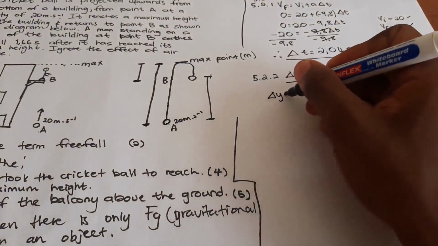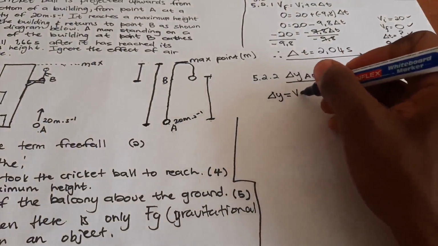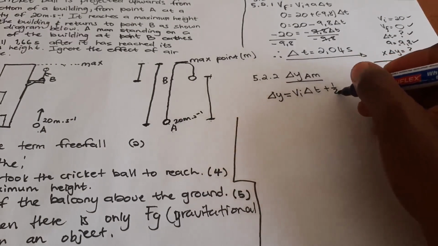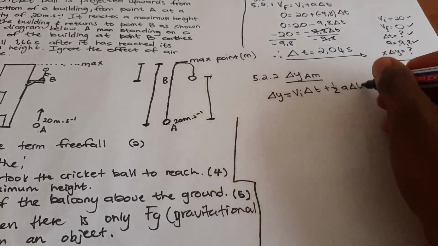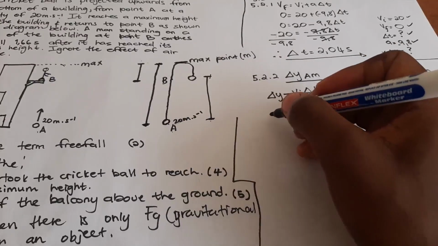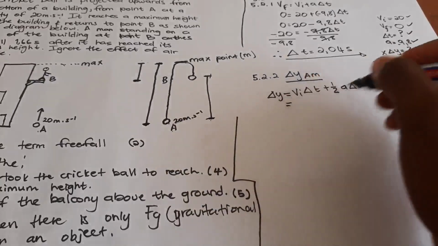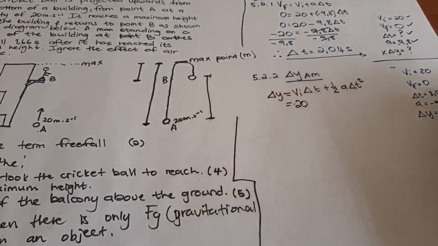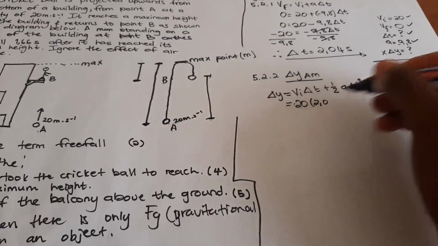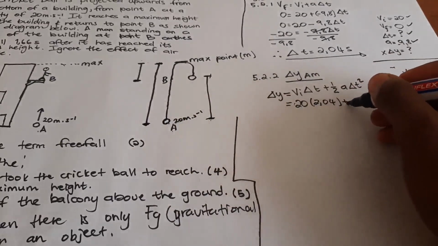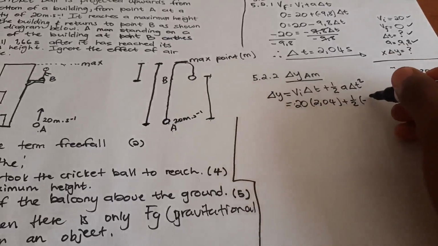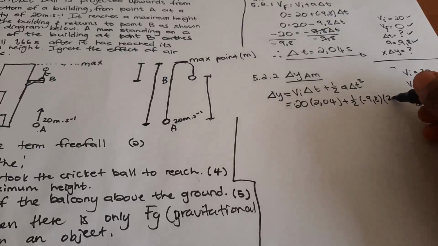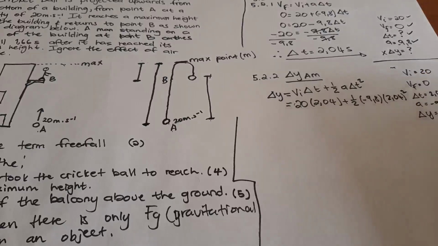Change in y is equal to vi change in time plus half acceleration change in time squared. So this will be equal to: the initial velocity was 20, change in time is 2.04, plus half of negative 9.8. What's change in time squared? It's 2.04 squared.